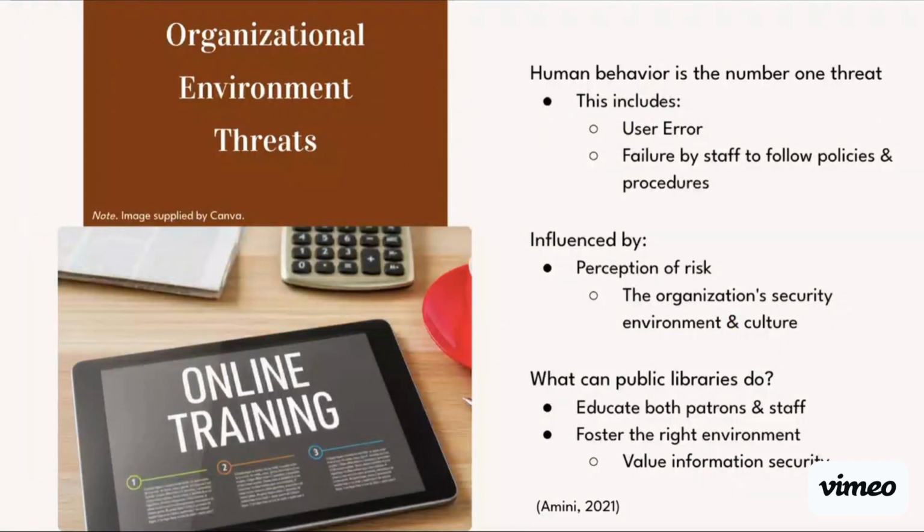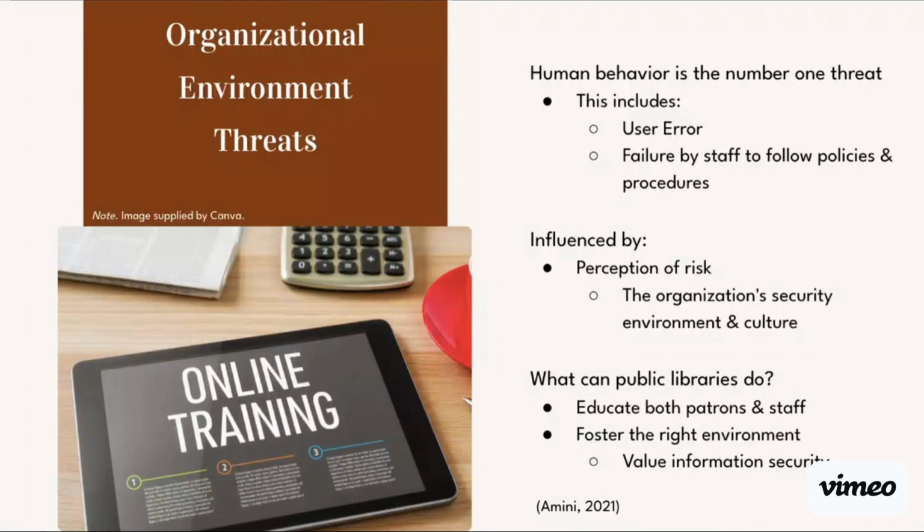The number one threat to any security system is human behavior. A way that human behavior can negatively impact information security is if the users aren't using the security system correctly, which means that the security parameters won't be as effective. For example, a user forgetting to turn on the security system.